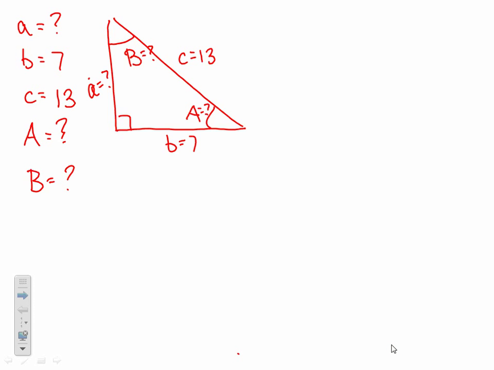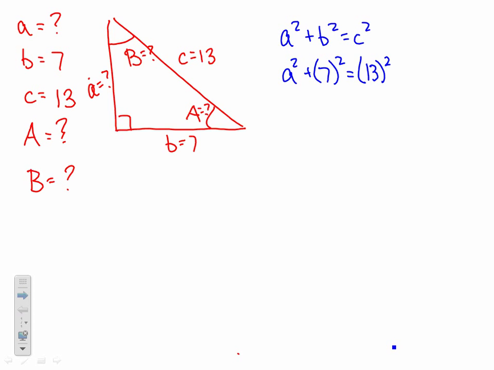All right? And so I'm going to start with the Pythagorean theorem because I think that's the nicest one to use for this. All right? So A squared plus B squared equals C squared. My A value is my unknown, so I'm going to write A squared. My B value here is 7. That's going to be squared. My C value is 13. That's going to be squared. All right, so I'm going to go through and I'm going to square my 7. I'm going to square my 13.